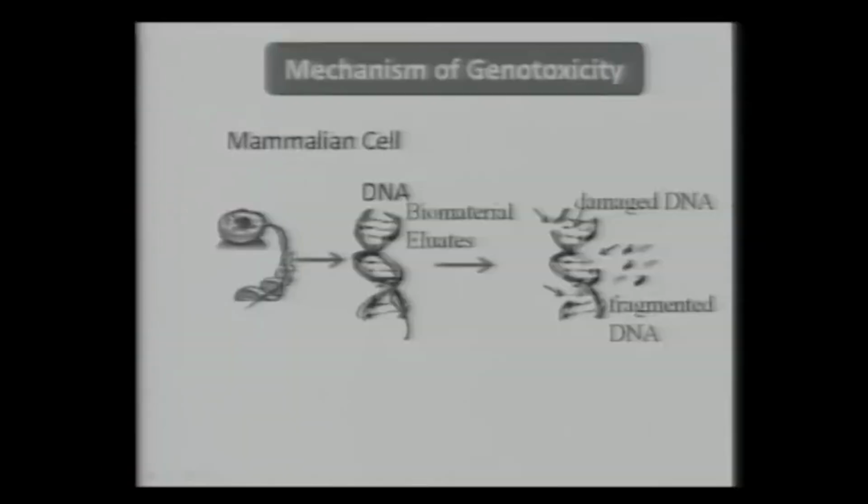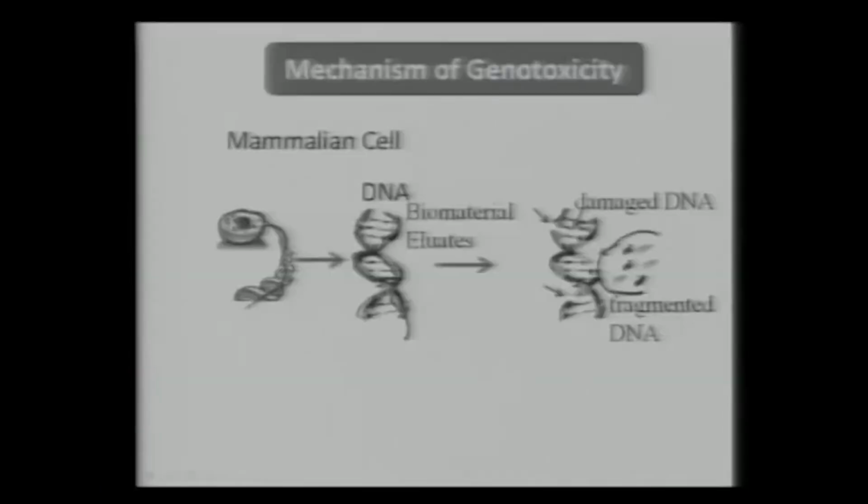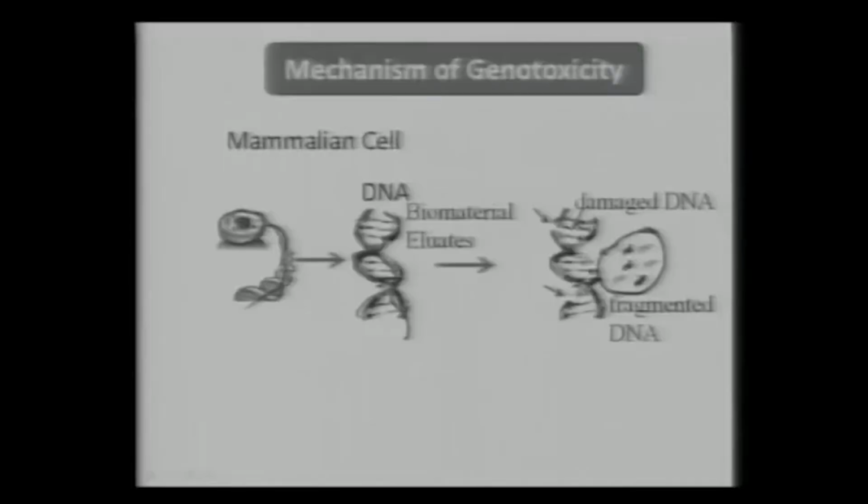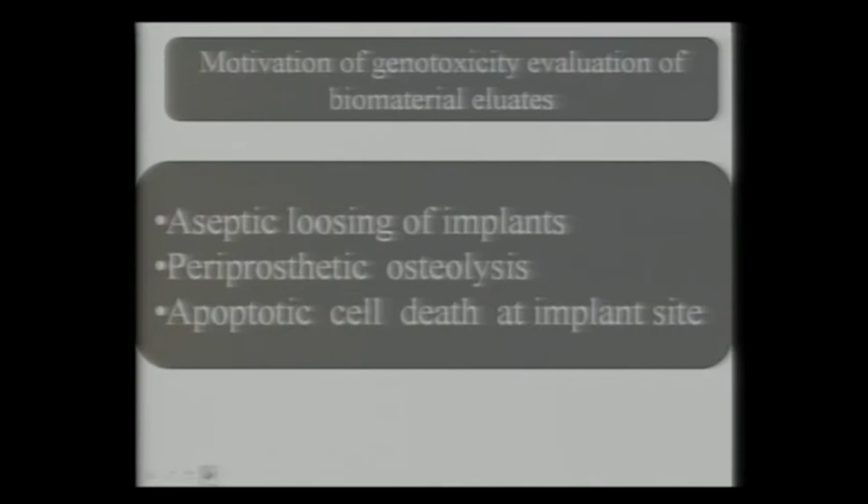Now when this DNA is directly exposed to biomaterial eluates, what will happen? Some particles may damage these hydrogen bonds which link the two helices, and if the hydrogen bond is broken, that means you are causing damaged sites on the DNA, and this will lead to fragmented DNA. That means part of the DNA will be immediately dispersed in the neighborhood. So this is essentially caused by the debris particles, and I repeat, the finer the debris particles, the more the chances of this genotoxicity effect.